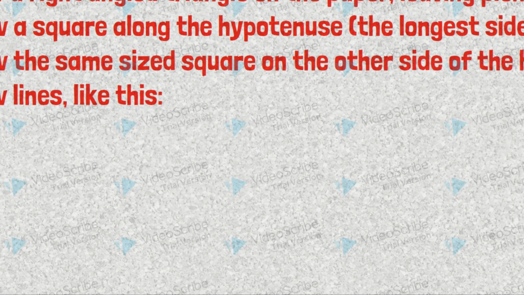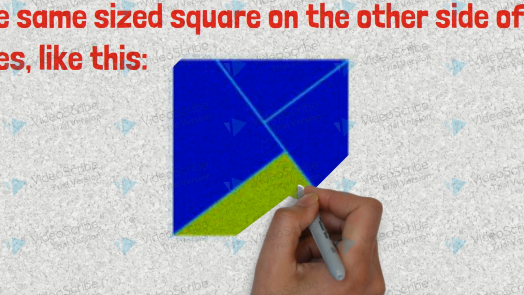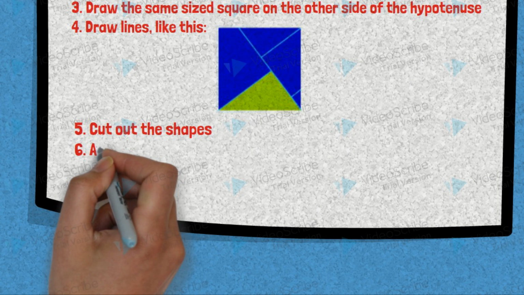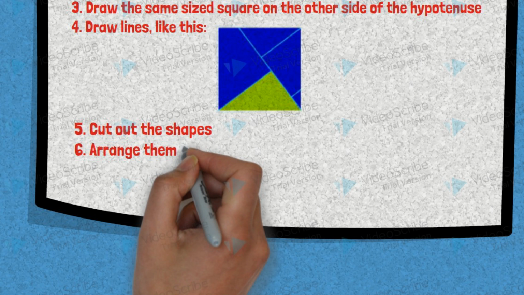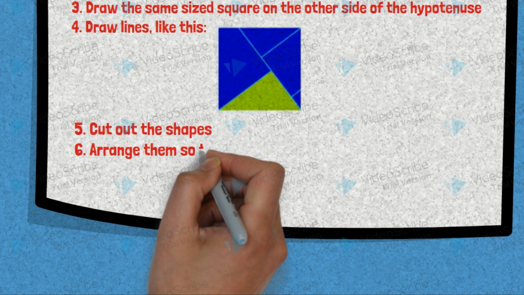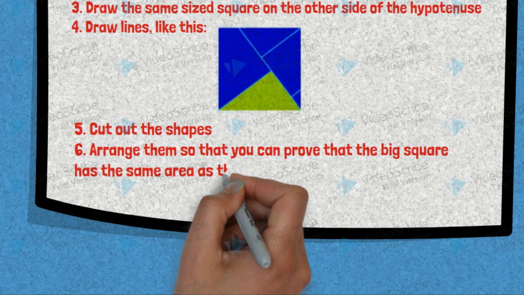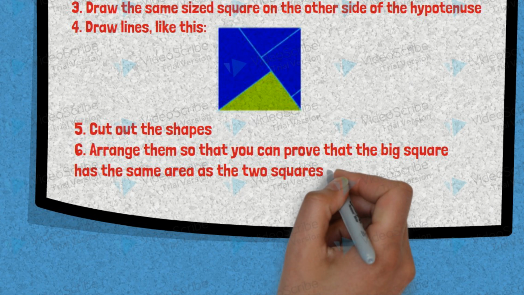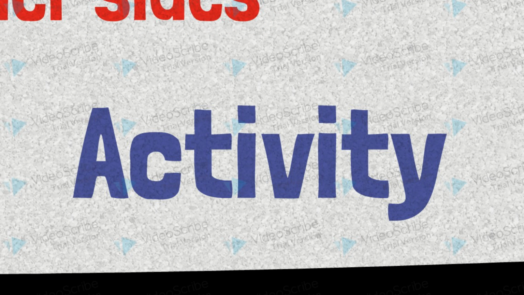Then draw lines like this. Make sure to follow the steps correctly. Now you may cut out the shapes. And finally, you may now arrange them so that you can prove that the big square has the same area as the two squares on the other sides. Now, if you're wondering how to do this, then you may go back to the first video I showed you a while ago to get an idea on how to do this, because it's somewhat like that. I know you can do this.